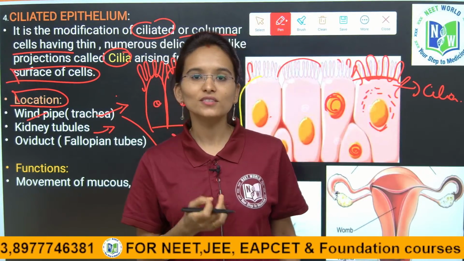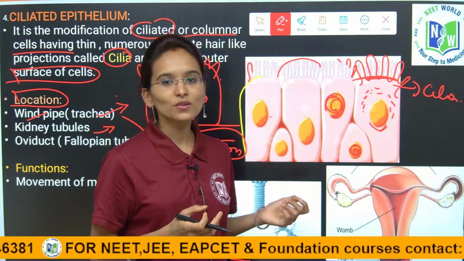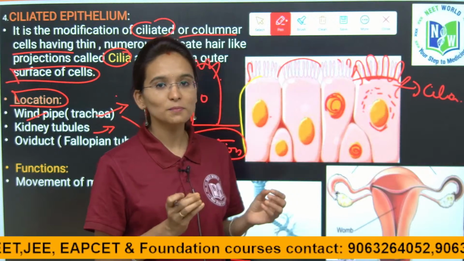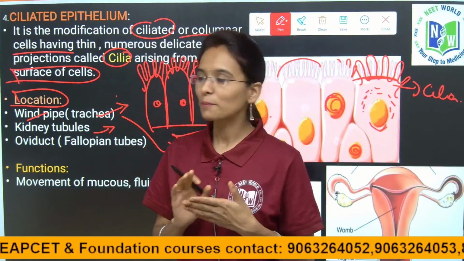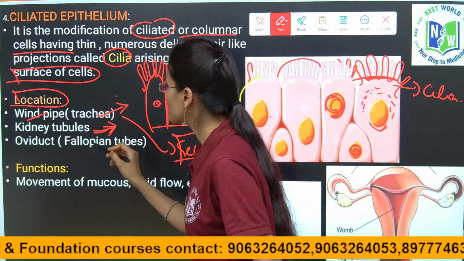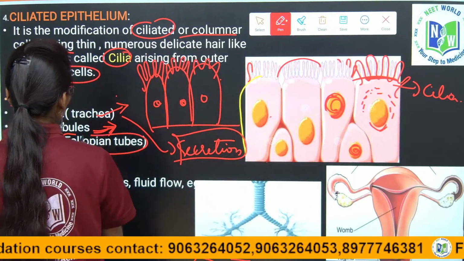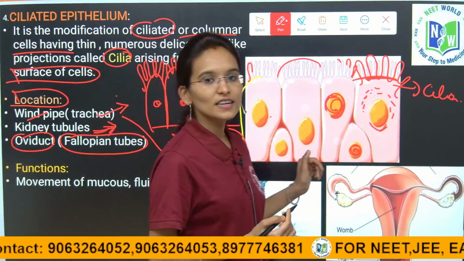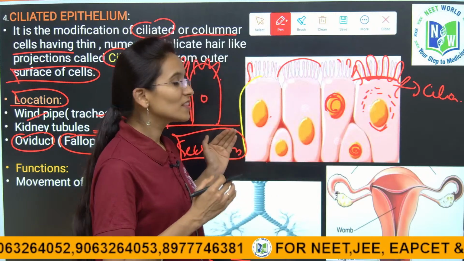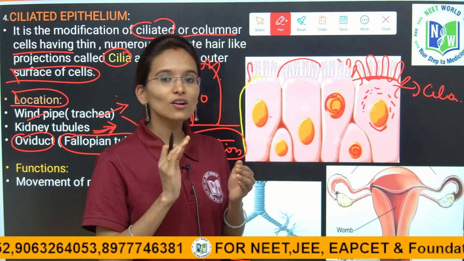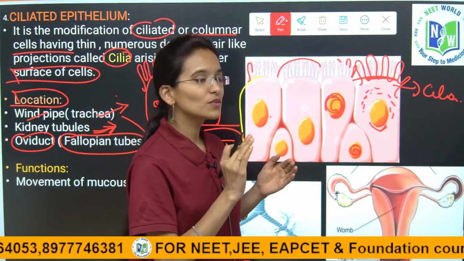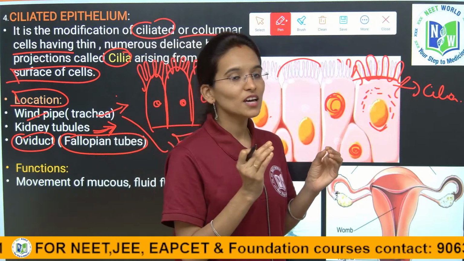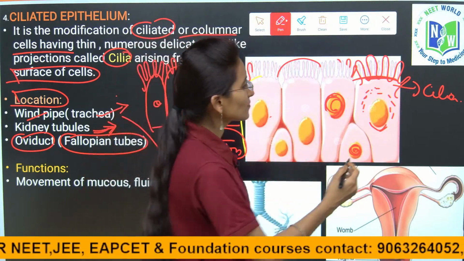So what is it going to secrete, students? It is going to secrete the mucus, and it is going to stop the pathogens and the dust particles by acting like a barrier. Next, these are also present in kidney tubules and ovarian follicles. In the oviducts also we can find these hair-like structures called cilia. In the oviducts they push the sperm towards the egg, and they push the egg towards the uterus.